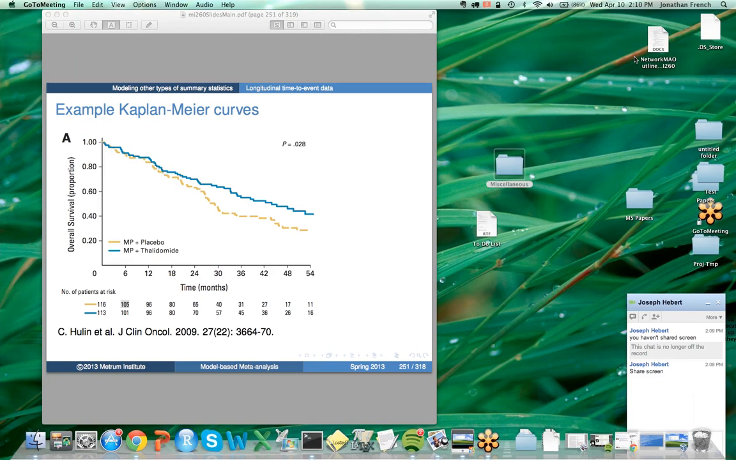Okay, so we're back talking about meta-analysis of longitudinal time to event data today.